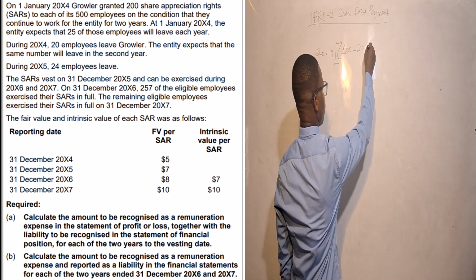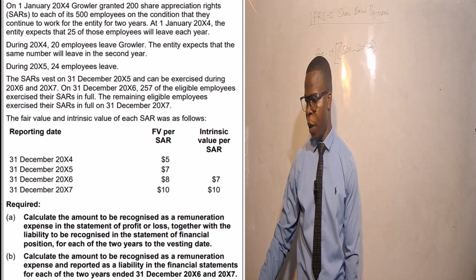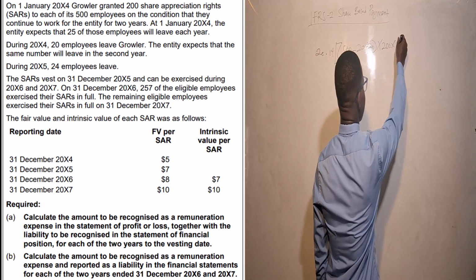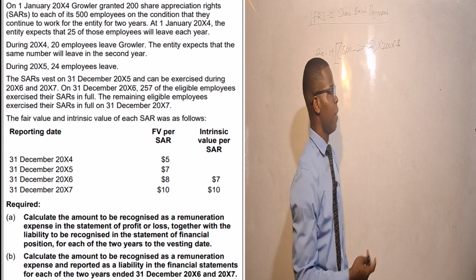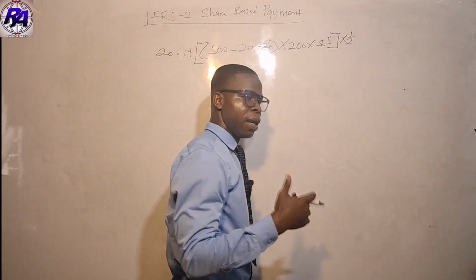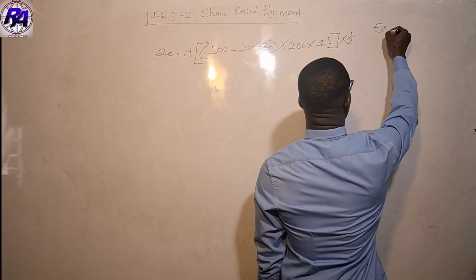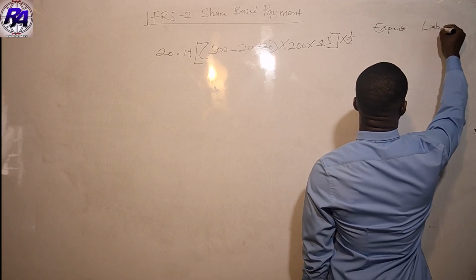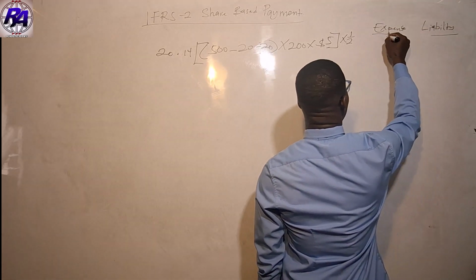So 500 minus 20 minus 20, and they are being granted how many share appreciation rights? They are being granted in the question 200 share appreciation rights. So we multiply this by 200 share appreciation rights. And what's the price as at 2014? The price of the share appreciation right as at 2014 is $5. Remember, we are going to multiply this by 1/2 because the vesting period is 2 years. So here we can recognize our expense, and then we can now recognize our liability as well. So they are all in dollars.